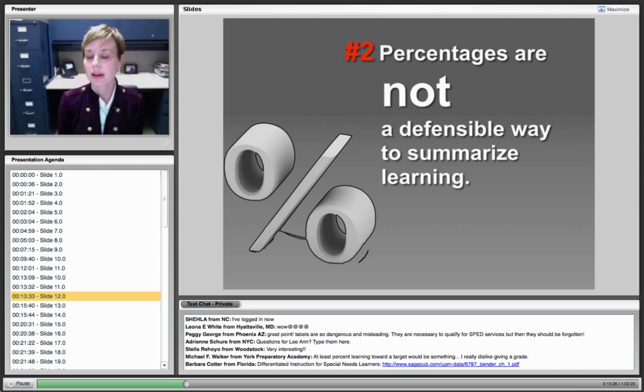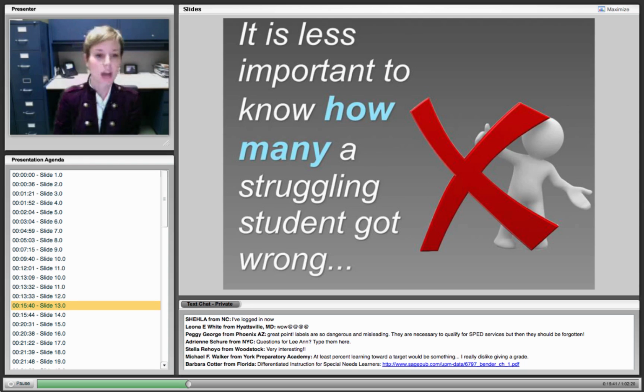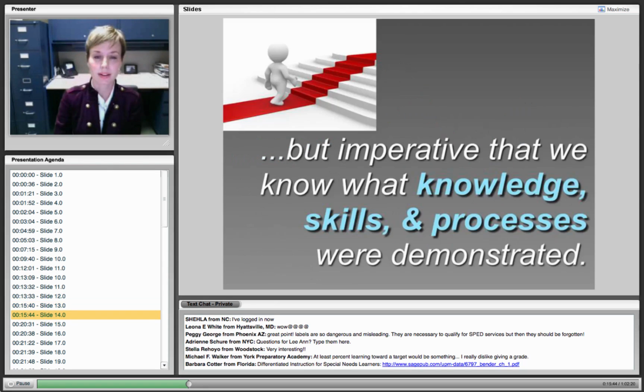Let's think about a math paper or a language arts paper, or for those of you working with younger children, we can think of some sort of performance assessment that you may score. And more useful than calculating the number right or wrong is to classify what knowledge, skills, and processes the student demonstrated. So in my classes, one of the classes that I teach is on how to design intervention plans.